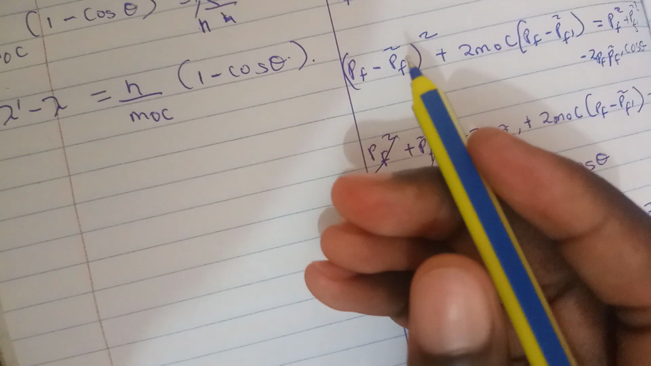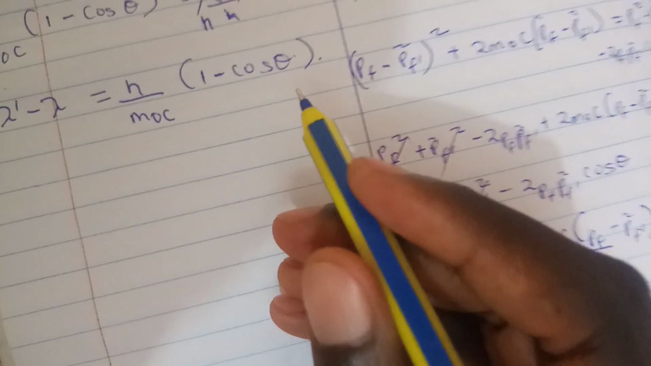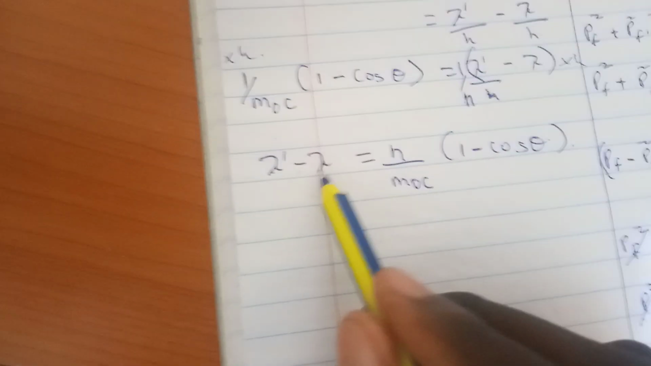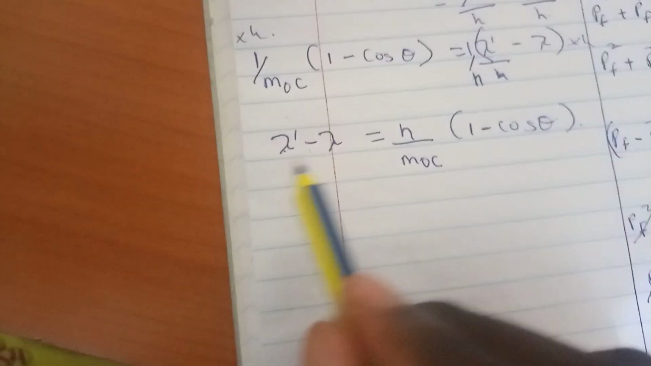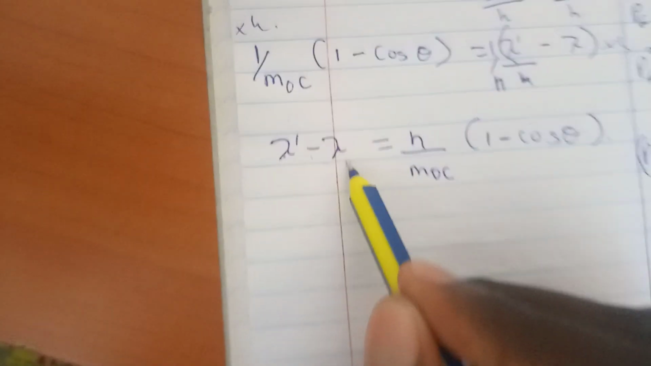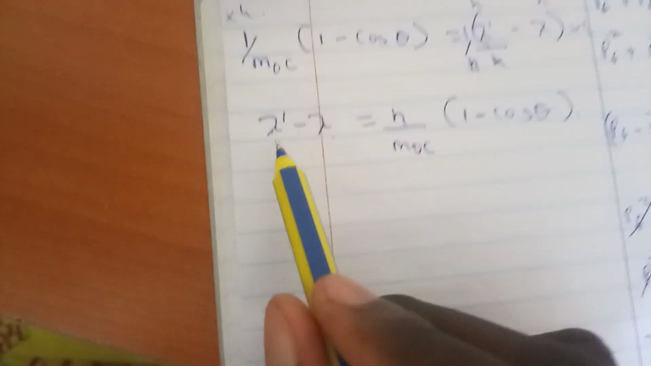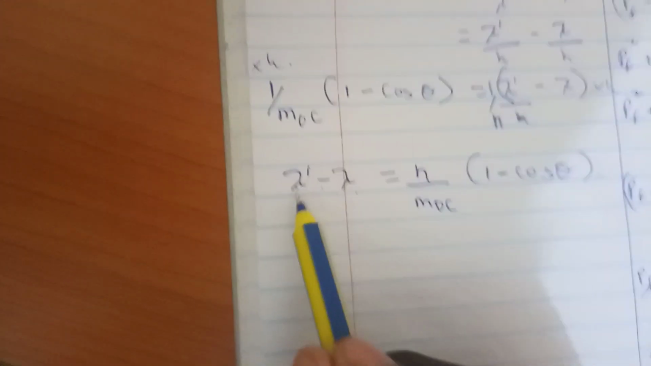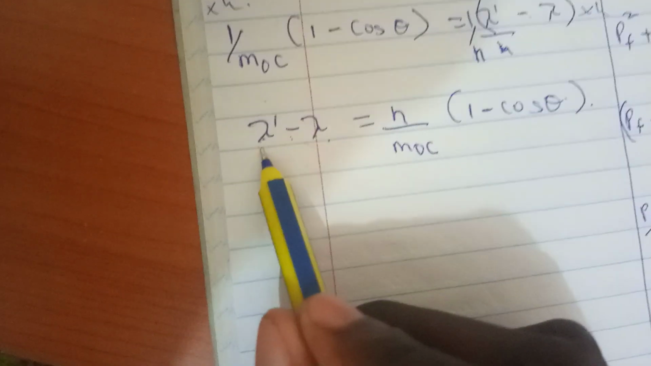Yes, what is still remaining? You have the lambda prime. This one is the wavelength for the reflected photon or radiation. We say that it will be greater than the incident, and this one proves it. We say that the incident wavelength of the photon is less than the reflected wavelength of the photon.